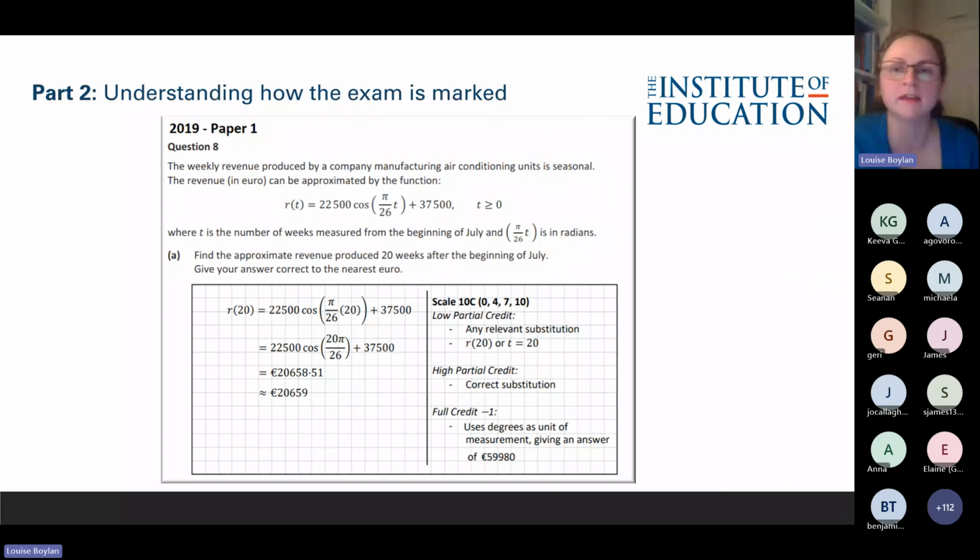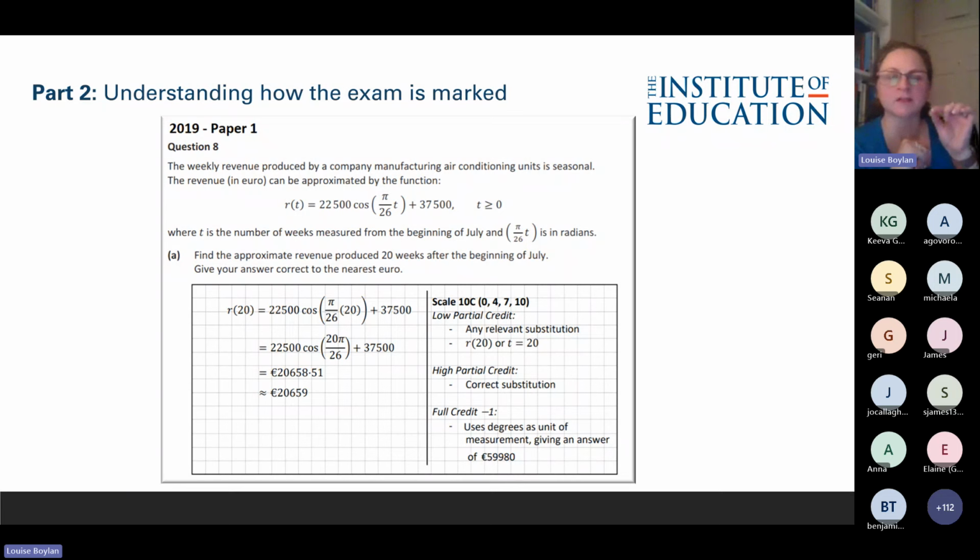So this is what I'm trying to say to you. Engage with the question. Read it. What did the letter stand for? What do I have? What do I want? Better again, sub a number in. Look at that. High partial credit. 7 out of 10 if you just put the 20 into that formula instead of the T. Right? 7 out of 10. That's a H3. That's 70% on that part of that question.